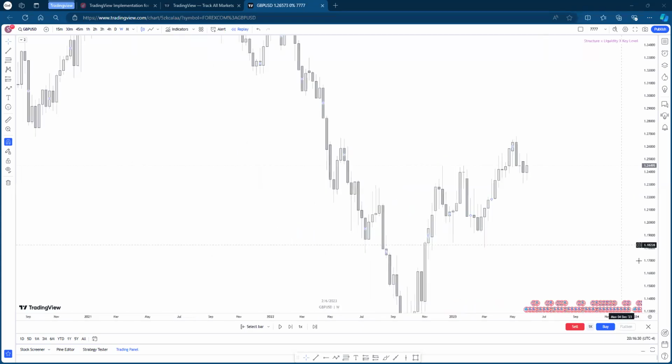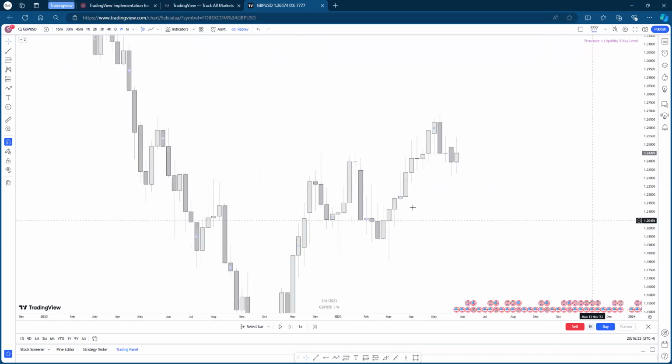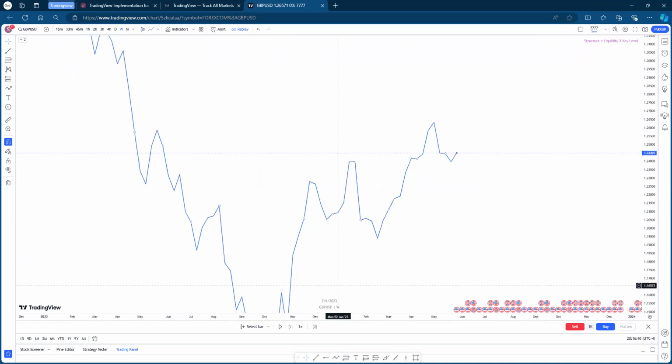It's converting already. So look at this. Move to the line charts. What can you see structurally? Higher low. And we had higher high, higher low, higher high.